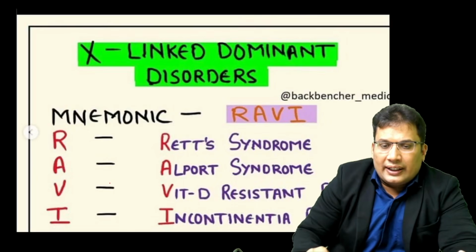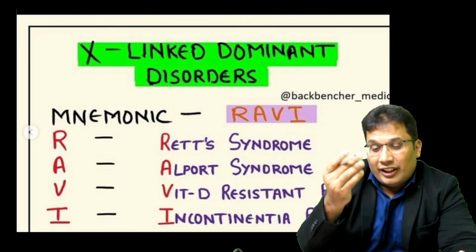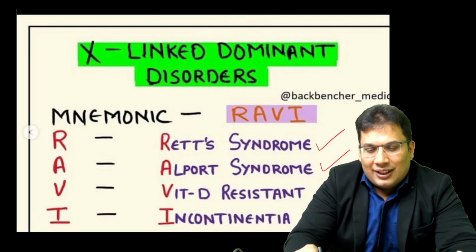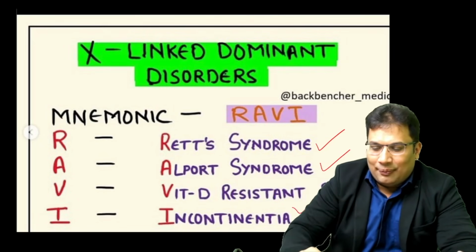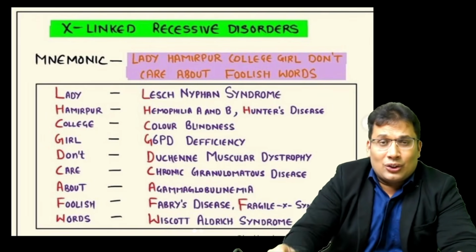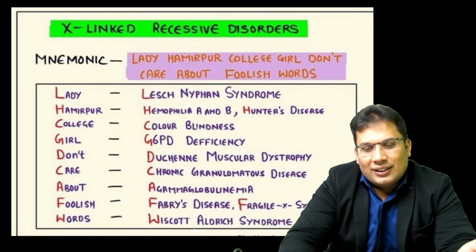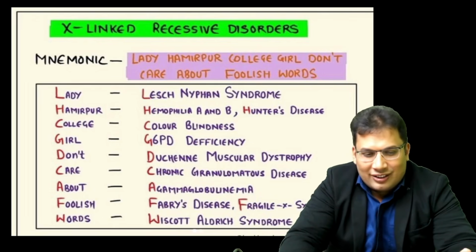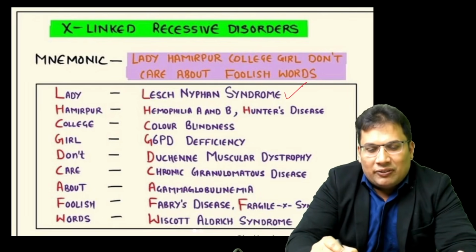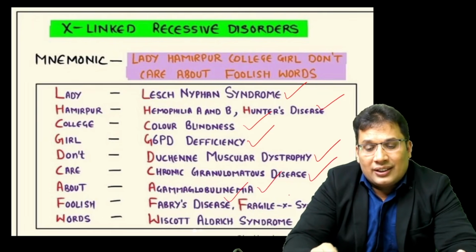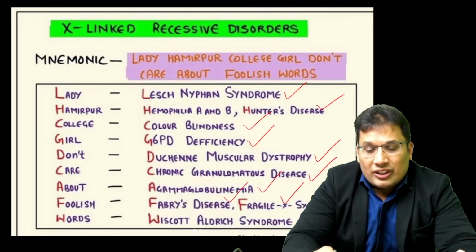So what are the X-linked dominant conditions? The mnemonic is RAVI. R for Rett syndrome, A for Alport syndrome, V for vitamin D resistant rickets, I for incontinentia pigmenti. And for X-linked recessive disorders, there is a well-known mnemonic. Lesch-Nyhan syndrome, hemophilia A and B, Hunter disease, color blindness, G6PD deficiency, Duchenne muscular dystrophy, chronic granulomatous disease, agammaglobulinemia, Fabry disease, Fragile X syndrome, and Wiskott-Aldrich syndrome.